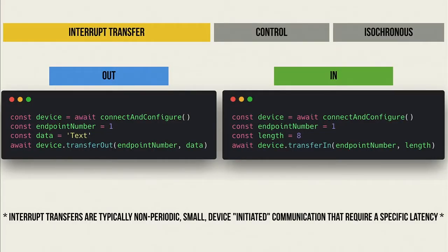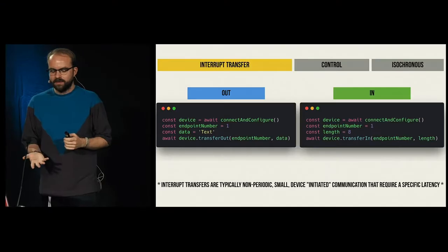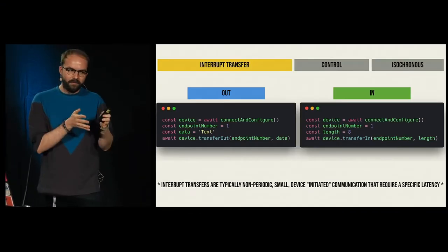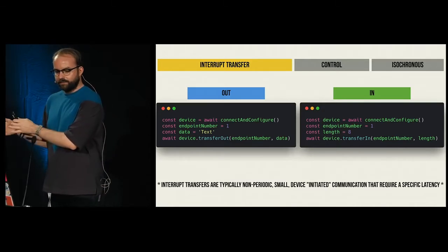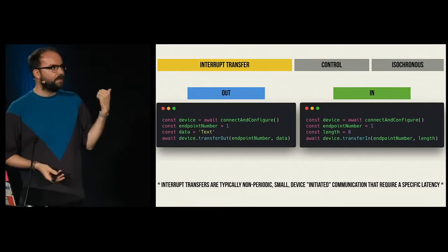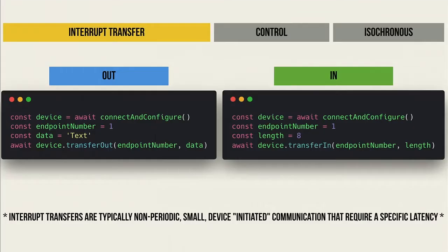So now that we've established the connection to a specific endpoint on the device, we have 3 different ways in which we could communicate with it. They all come in pairs. So one method for sending data and one method for receiving or reading data. And we'll start with the interrupt transfers. So interrupt transfers are typically non-periodic, small, and device-initiated communication that requires some kind of specific or bounded latency.